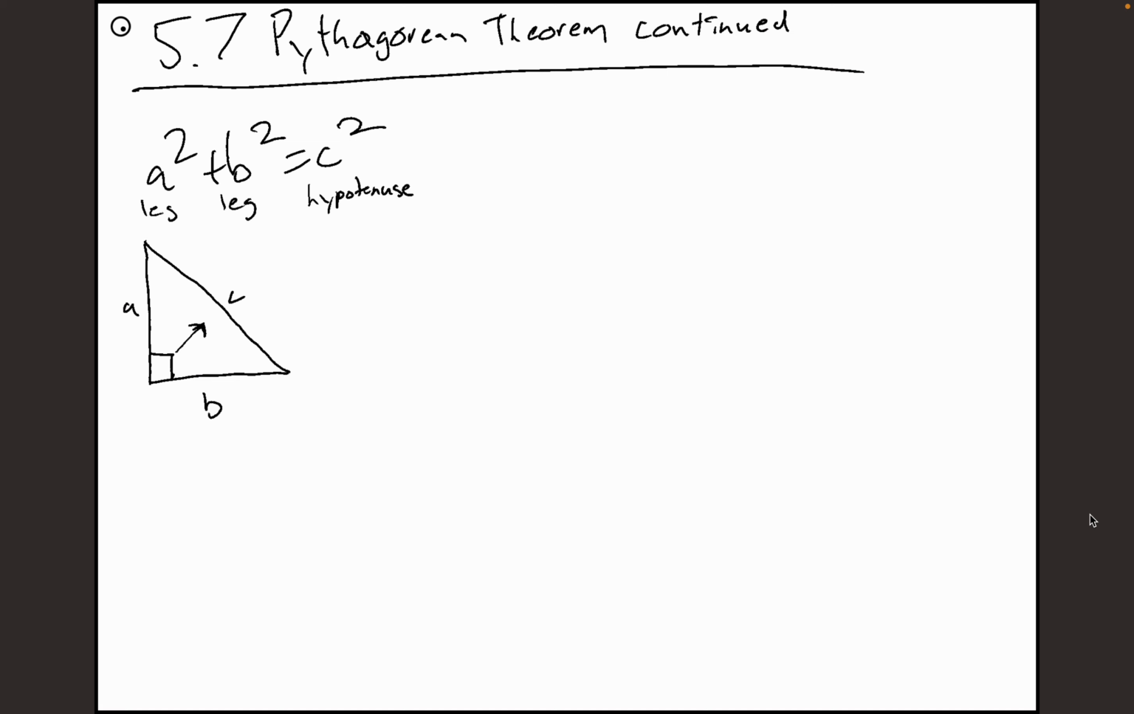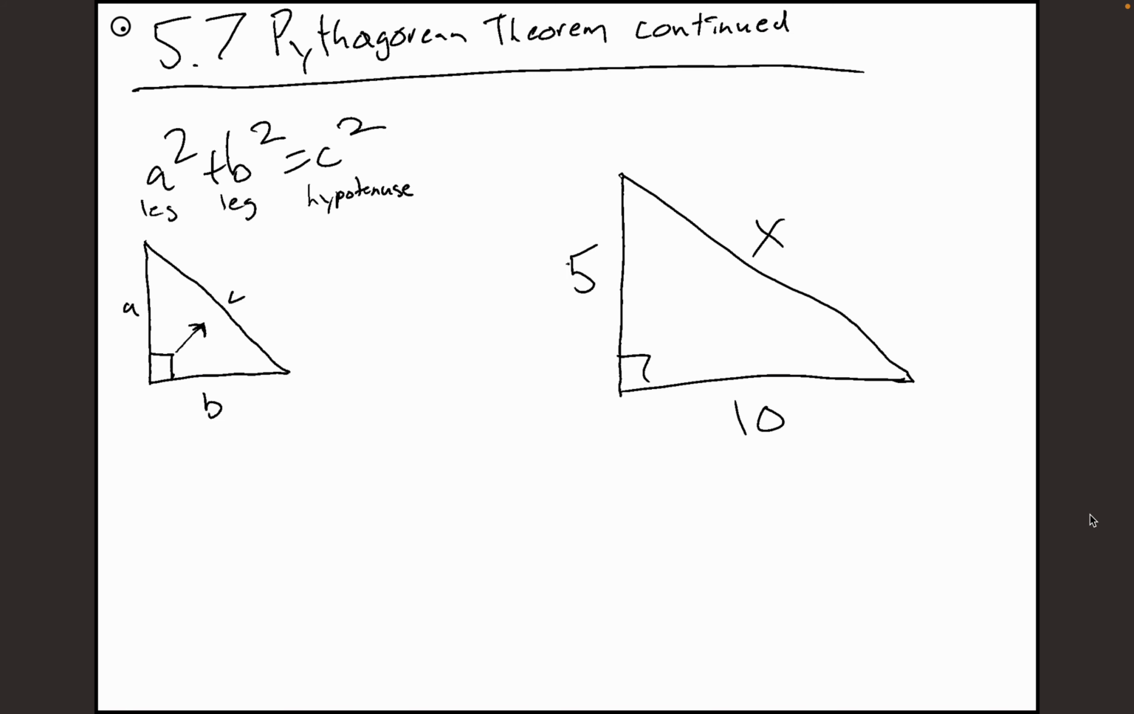Okay, so let's go ahead, and I'm just going to write one out and draw one, and we are going to solve it from there. Let's say we have this right triangle here. I'm going to say that this is 10, and let's say this side is 5, and we need to find x.